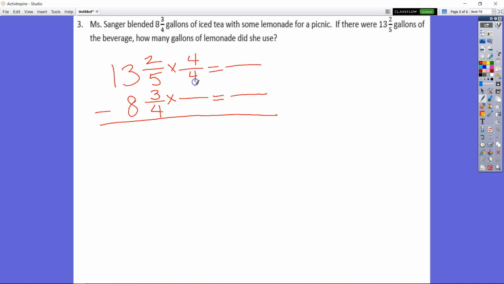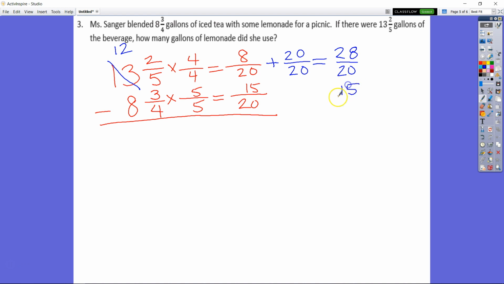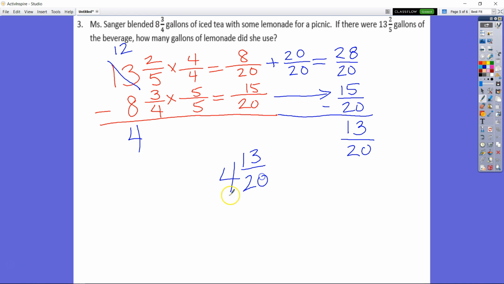So we know we're going to just do our times 4/4 to get 20ths, and times 5/5 to get 20ths here. So we have 8 20ths and 15 20ths. We can't subtract that. One of our wholes, so now we have 12 wholes. The one whole is going to be converted into 20 20ths. Now we have 28 20ths minus 15 20ths. And we're going to say 8 minus 5 is 3. 2 tens minus 1 ten is 1. 13 20ths. 12 minus 8, we have 4. So we have 4 13/20. That's our answer. That's how much lemonade she used.